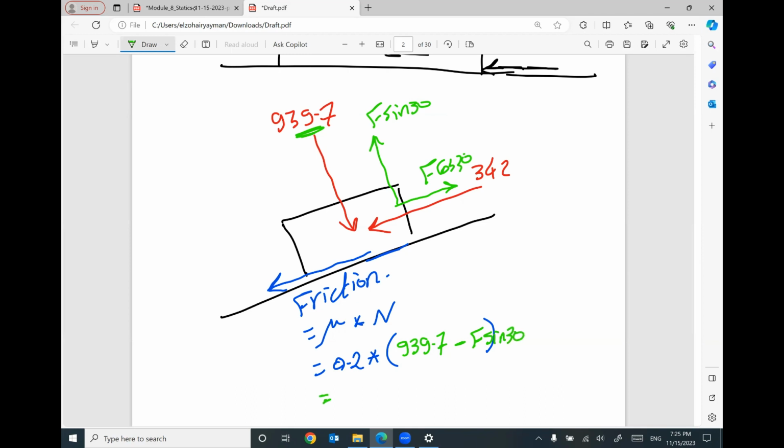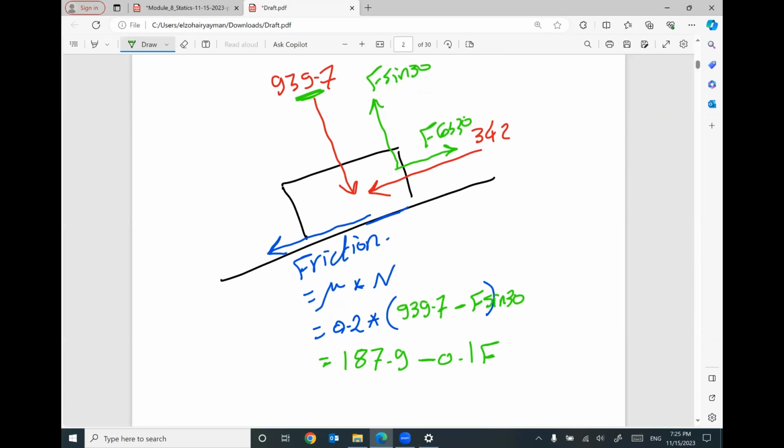So the friction force, you can simplify it, will be 939.7 times 0.2. I got 187.9 minus 0.1 F. This is your friction force. This is the value of the friction force, 187.9 minus 0.1 F.